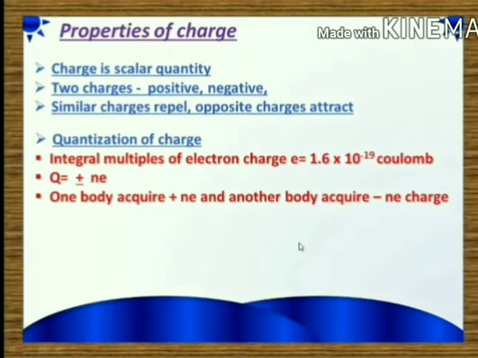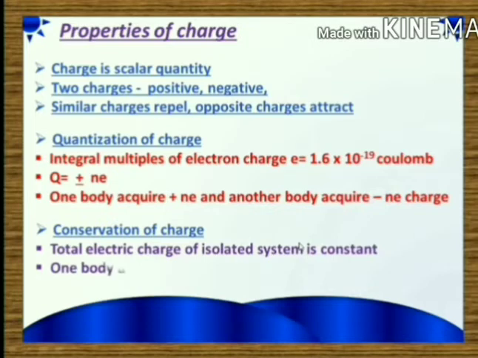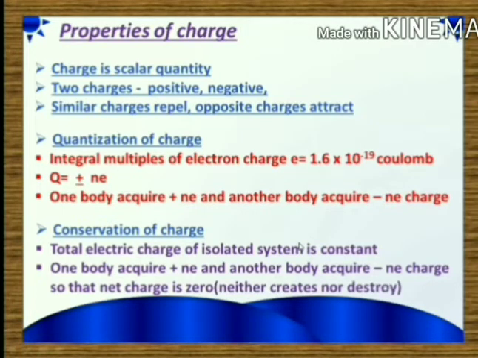Next, conservation of charge. One more important property of charges is conservation of charge. Charge is always conserved. Total electric charge of an isolated system is always constant. You neither create charge nor destroy charge. But what happens is rearrangement of charges when they are rubbed against each other. One body acquires plus Ne charge and another body acquires minus Ne charge, so that the total resultant charge, minus Ne plus Ne, becomes 0. That means you neither created nor destroyed the charge.